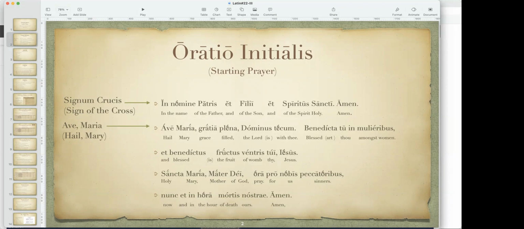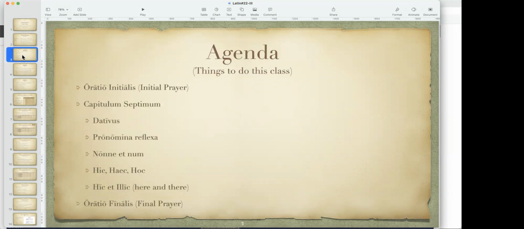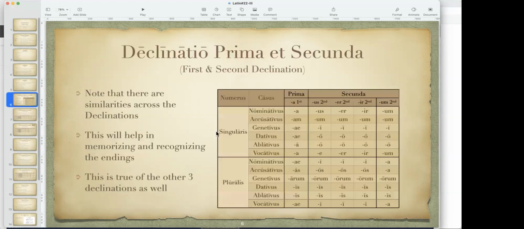Okay. Let's see here. All right. So for tonight, we're going to hit chapter 7. In chapter 7, there's a number of things, key things. There's a few other things in here, but these are the ones that are key that I listed. The dative, dativus.